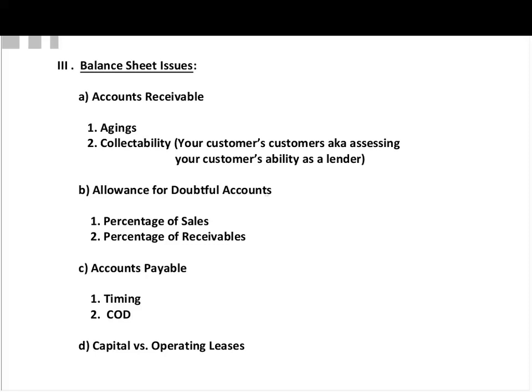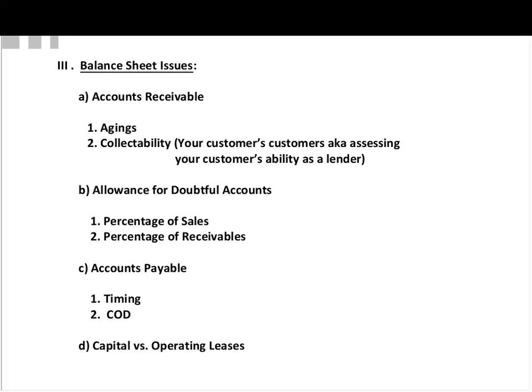Under Part C, accounts payable. Shifting now. Timing, COD. Wait a minute. Timing is everything, both receivables and payables. Well, if we're going to stretch out on the receivables, we've got to stretch our payables out or we're going to get caught in the middle, meaning the company will. So timing is everything on both sides. COD, cash on demand, cash on delivery. I'd add this to your notes off to the side of Part C, please.